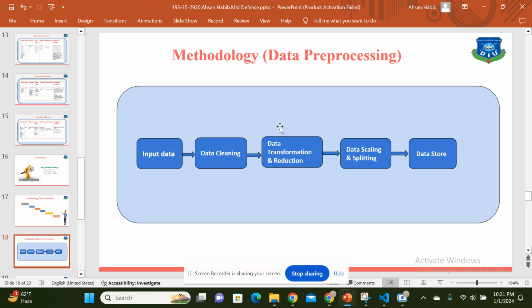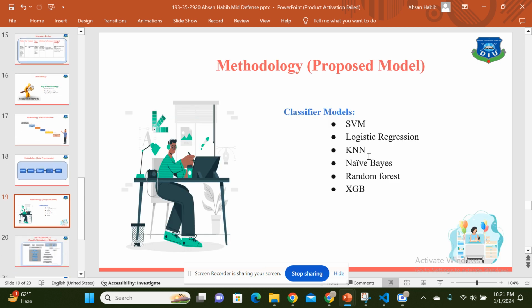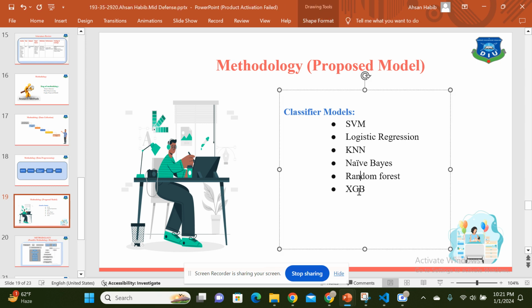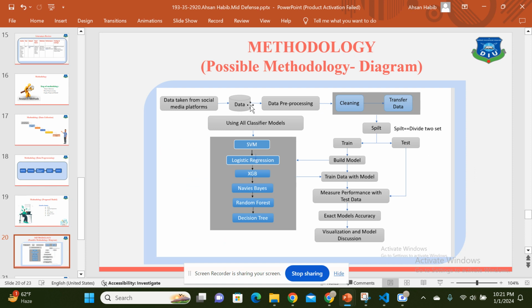There are five steps of data pre-processing. Number one is input data, then data cleaning, data transformation and reduction, data scaling and splitting, and data store. Scaling and splitting means dividing the dataset into two parts, train and testing. The applied algorithms are SVM, logistic regression, KNN, naive Bayes, random forest, and XGBoost. And the possible methodology diagram.